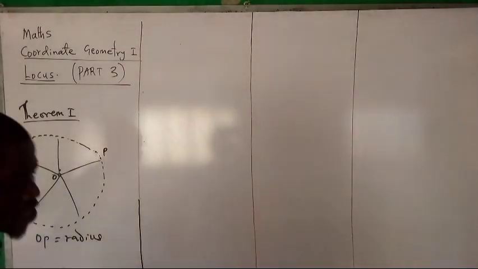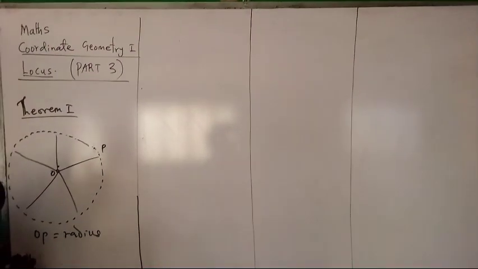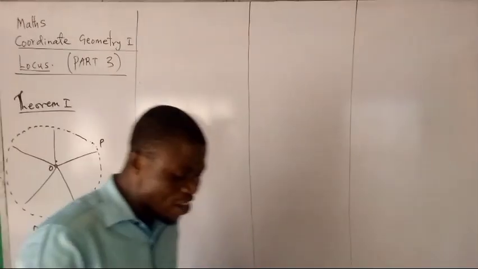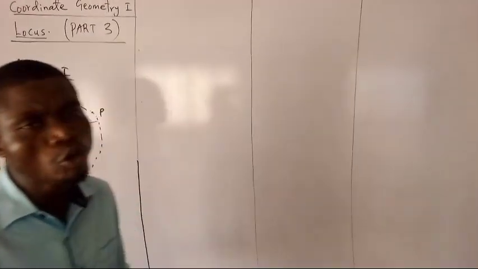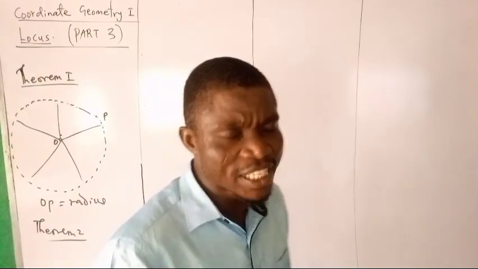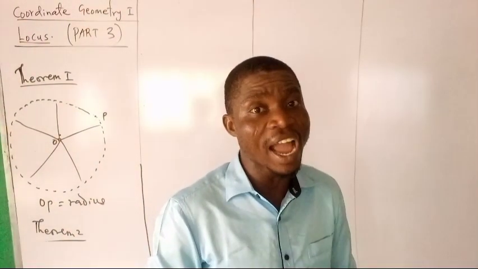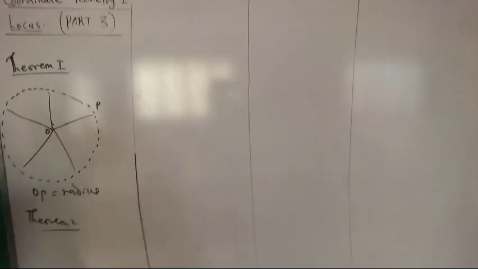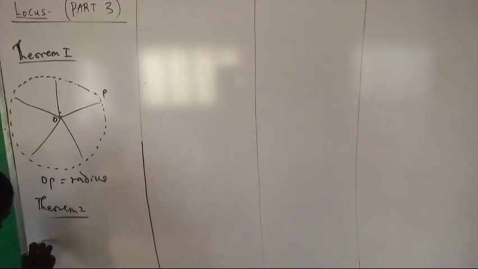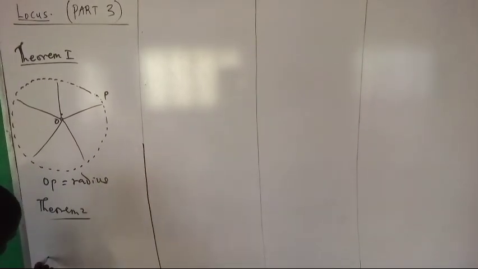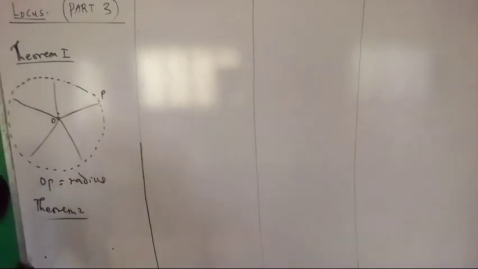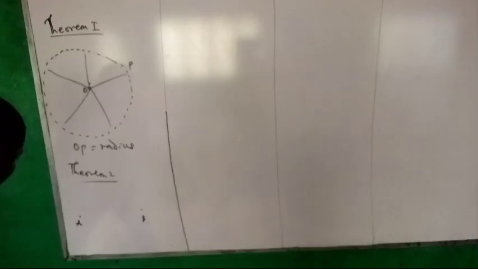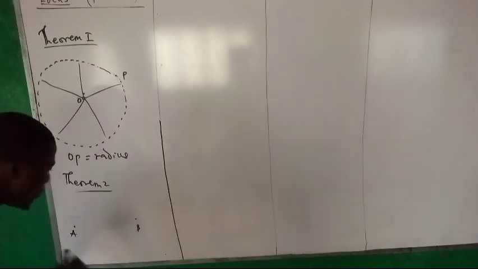Right? Now, next theorem. Theorem 2. Theorem 2 is saying that the locus of points equidistant from two fixed points is a perpendicular bisector of the line joining the points. Now, let's make a diagram here. Alright, these are the two fixed points. This is A, and this is B. Now the locus equidistant from these two points must be a perpendicular bisector.